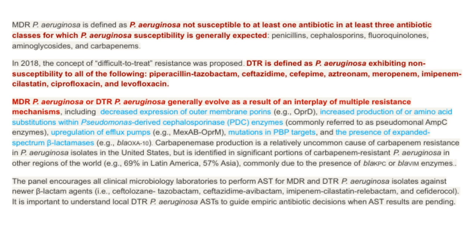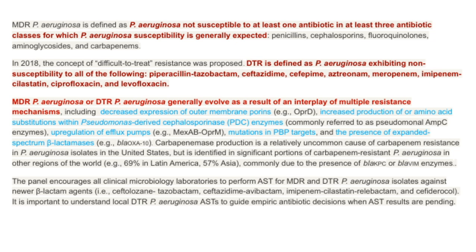These include decreased expression of outer membrane porins like OprD, increased production or amino acid changes in Pseudomonas-derived cephalosporinase enzymes, often called PDC or AmpC enzymes, upregulation of efflux pumps such as MexAB-OprM, mutations in penicillin-binding protein targets, and the production of extended-spectrum beta-lactamases like blaOXA-10.